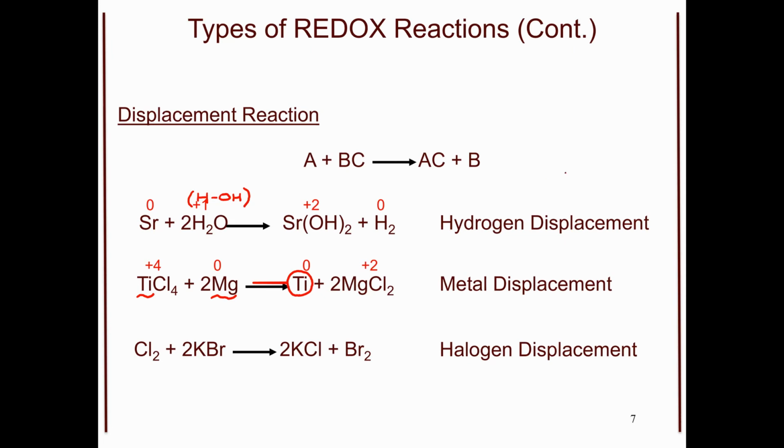And notice that we are just taking our chlorine, which had an oxidation number of 0. Our bromine was -1. So now our chlorine is -1. To go from 0 to -1 is the reduction because it has gained electrons, while our bromine has been oxidized and has lost an electron.